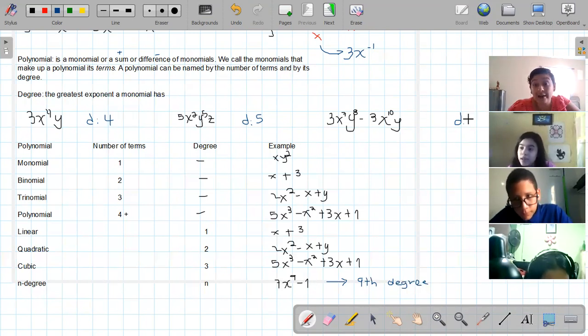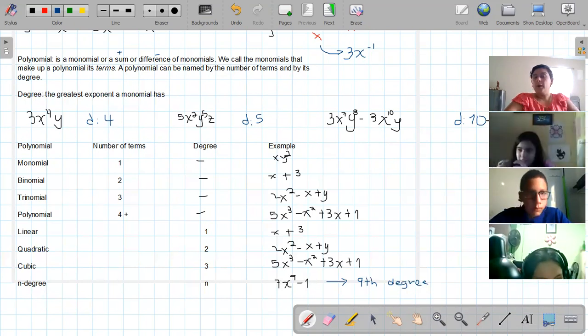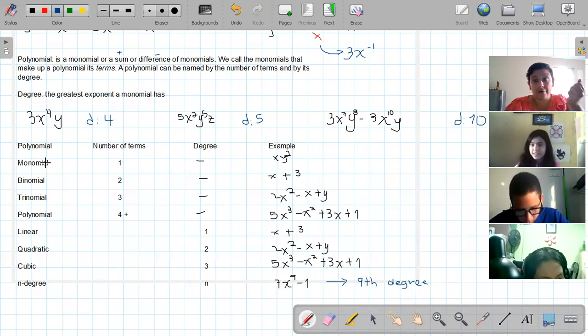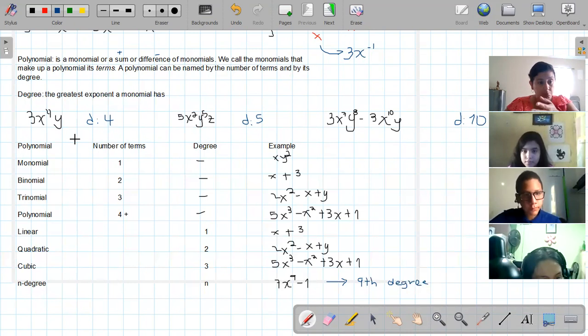Ten, yes, because the greatest exponent of them all is 10. So this polynomial has degree 10. But we also said that we can call it not by its degree, but by its number of terms. If there's a monomial, then it is one term. If it has 2 terms, like in this case, we call it binomial.